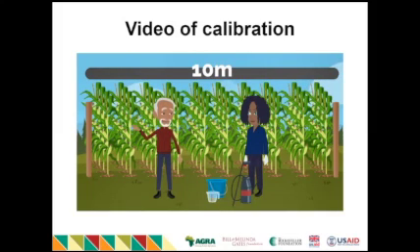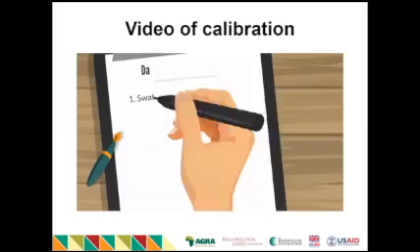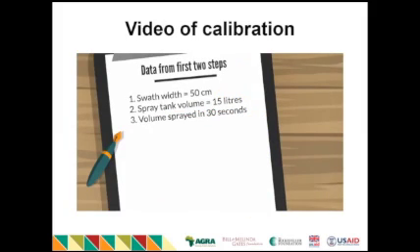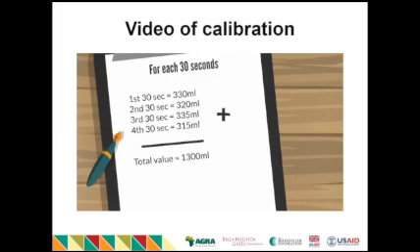Let's take a look at the notes we have so far. We know that our swath width is 50 centimeters and the spray tank volume is 15 liters. For the first 30-second spray, we measured a volume of 330 milliliters, 320 milliliters for the second, 335 milliliters for the third, and 315 milliliters for the fourth. If we add this together, we get a total volume of 1,300 milliliters.